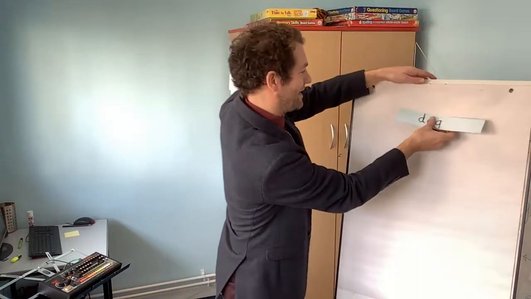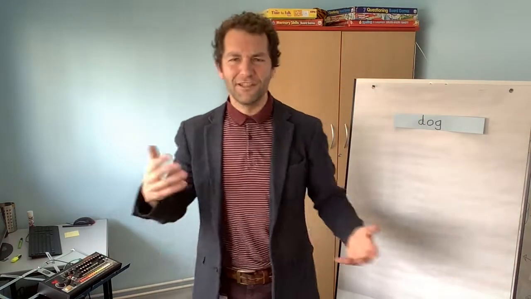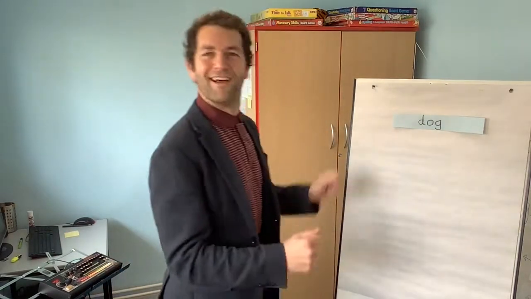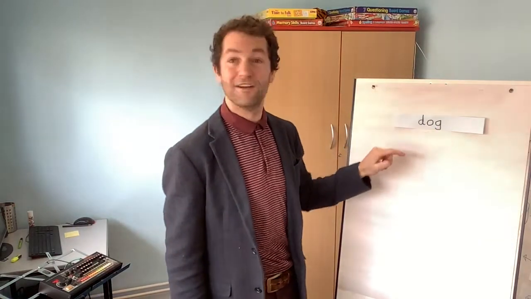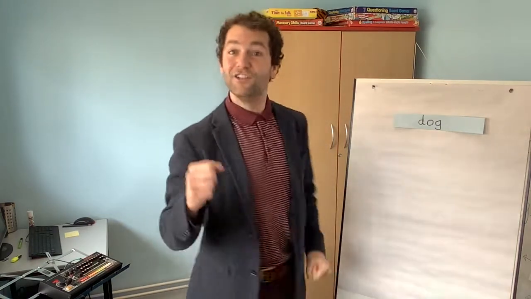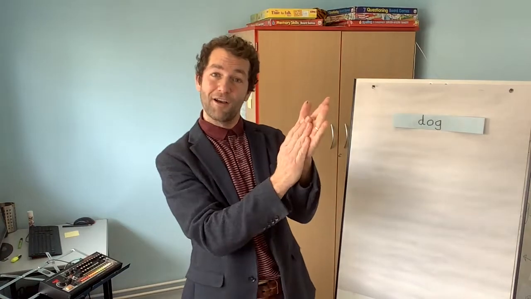Okay, let's begin. We are going to listen to the music of words. And our first word is... Here it is. What's the first word, everyone? Can you read that? Let's sound it out with a bit of rhythm. Here we go. Sound it out. D, o, g. Let's blend. Dog. Dog.